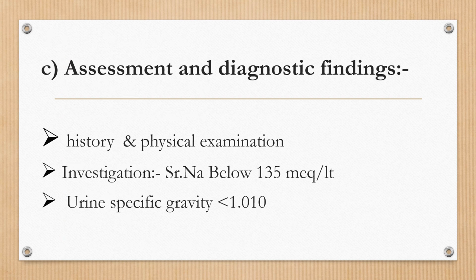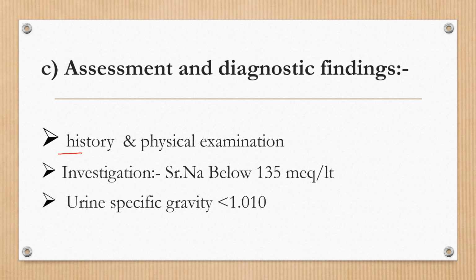So, assessment and diagnostic findings. How could we identify if the patient has hyponatremia? The first and foremost thing is history and physical examination. Through the history, we collect the baseline causes that may lead to hyponatremia. On physical examination, we can identify these significant features, that is, the signs and symptoms we saw.